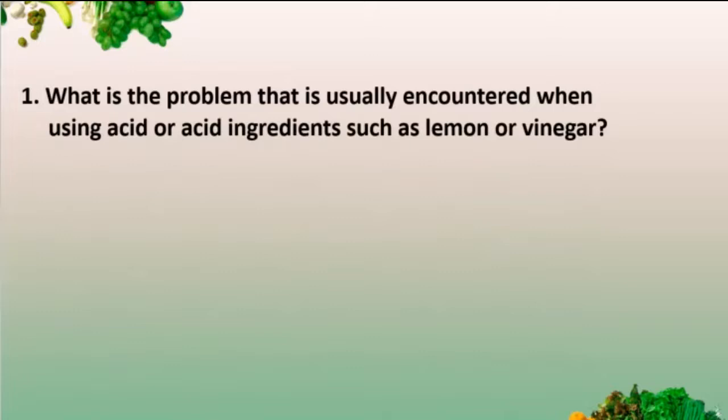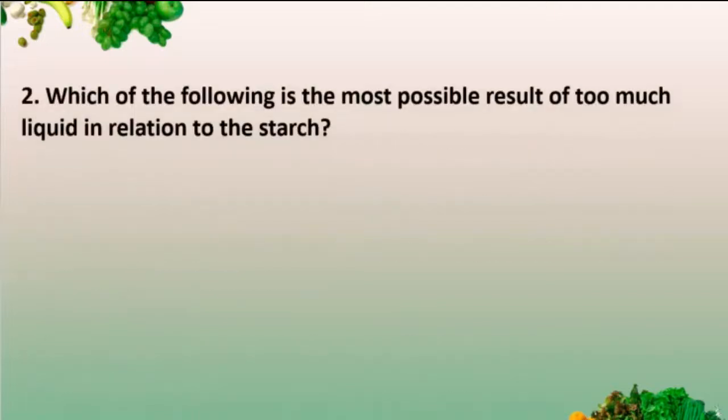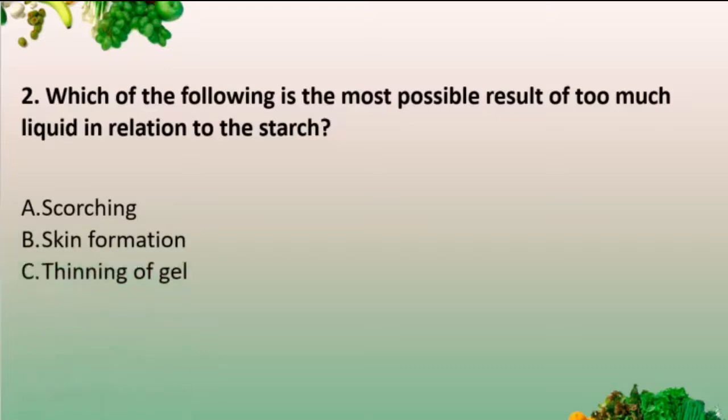What is the problem that is usually encountered when using acid or acid ingredients such as lemon or vinegar? A. Scorching. B. Skin formation. C. Thinning of gel. D. Weak gelling. Number 2. Which of the following is the most possible result of too much liquid in relation to the starch? A. Scorching. B. Skin formation. C. Thinning of gel. D. Weak gelling.